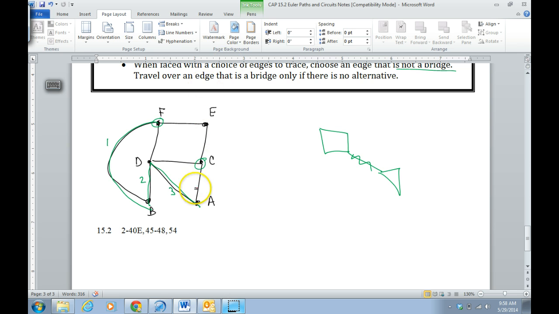That's 3. And then A to C is 4. Now I'm at C. Do I have any bridges there? No, so I could go either way. So this, I'll go this way. 5. You could go the other way. It doesn't matter. 6, 7, and 8. So I really didn't have to deal with bridges in this one, the way we went. Yeah, you have to end at an odd vertex.